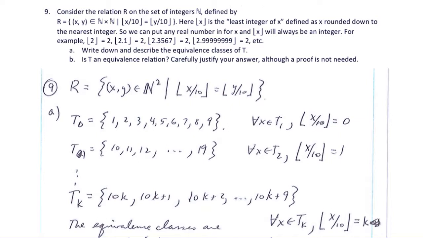It is an equivalence relation, and I guess part A sort of assumes that. It says the equivalence classes of T. Is it an equivalence relation? Carefully justify your answer. It is. And so this is sort of what we've got here. T0 is 1 through 9.